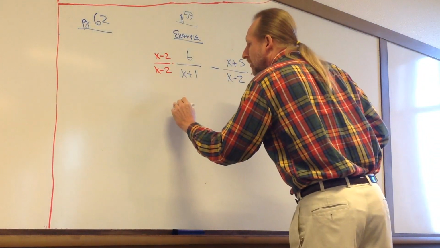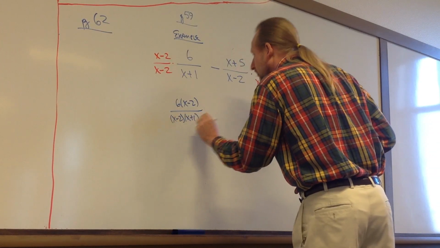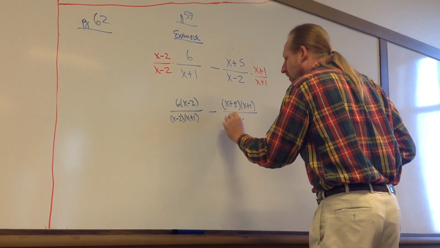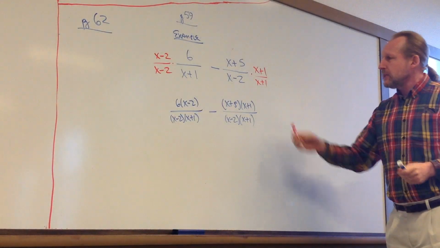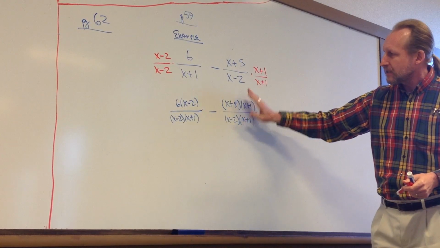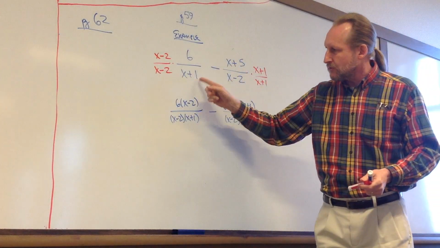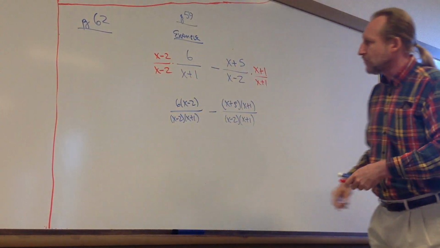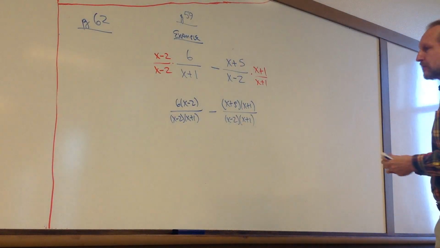Okay, so 6 times x minus 2 over x minus 2 times x plus 1, minus x plus 5 times x plus 1 over x minus 2 times x plus 1. Now, in this stage right here, you could cancel these out, but all that would do is destroy the common denominator that you've just built. Okay, all it does is take you back here. Same thing with these. You can cancel those x minus 2's, but all it does is bring you back to 6 over x plus 1. The whole point is to make this common denominator so that we can subtract these fractions.